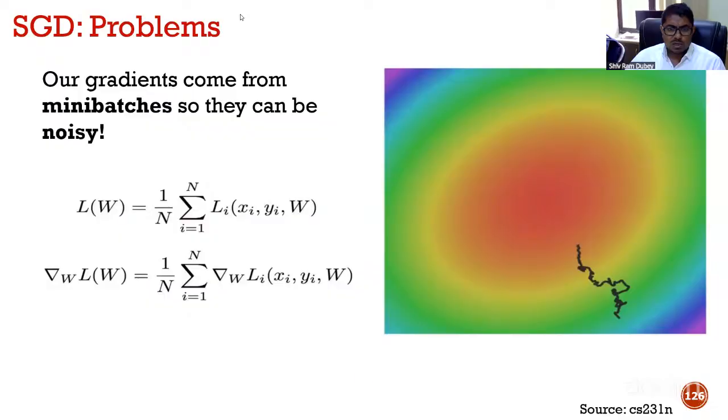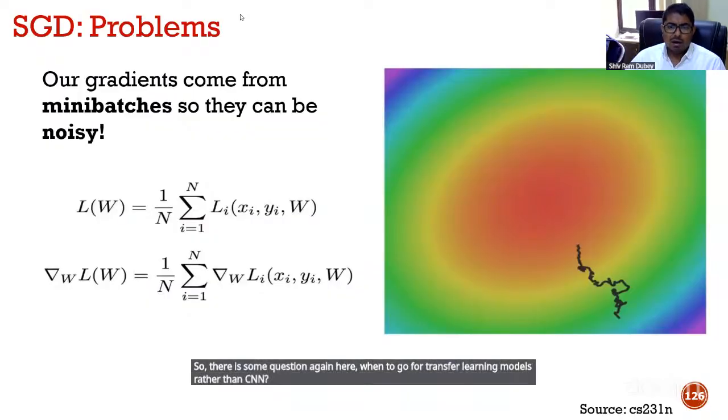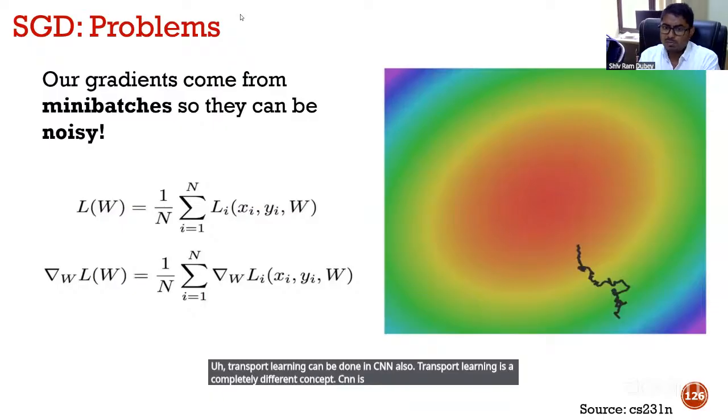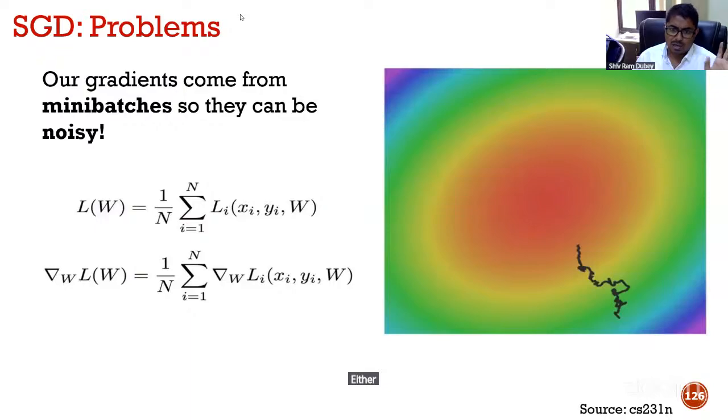There is a question here: when to go for transfer learning models rather than CNN. Transfer learning can be done in CNN also. Transfer learning is a completely different concept, and CNN is a different concept. Transfer learning can be applied in any neural network, either CNN or just ANN, or even GAN or RNN. Anywhere you can use transfer learning.